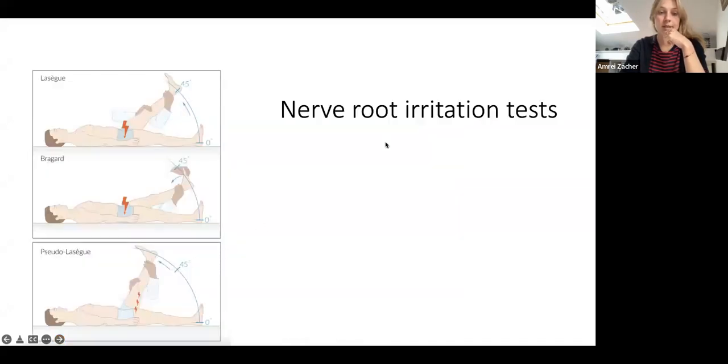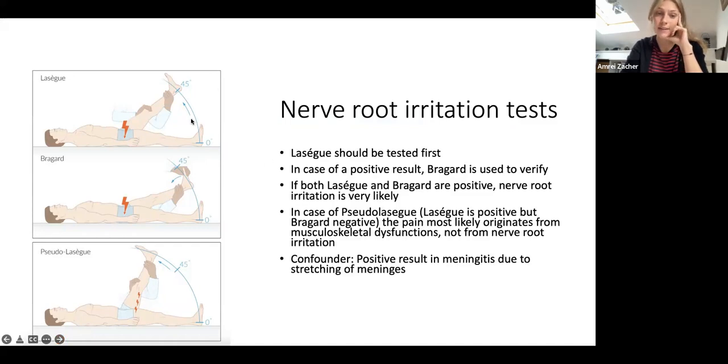The other one is the nerve root irritation test, which would show you radiculopathy. So first, you would test for Lasègue. That means lifting the straight leg up to roughly 45 degrees. And then Lasègue is positive if the patient reports pain in the back. If it is positive, you would check for Bragard. So you would lower the straight leg a little bit and then do a dorsal extension of the foot.